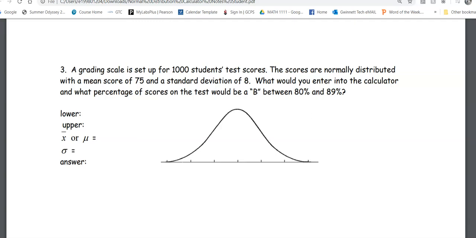Okay, here's your last example. So I would go ahead and pause your screen, hit pause, look at the screen, keep this up, and go ahead and do this problem and see what you get.